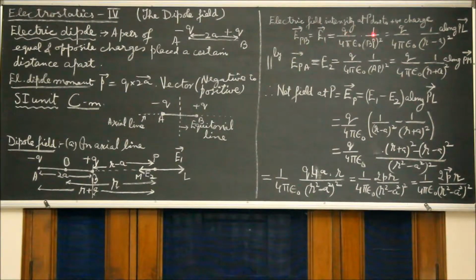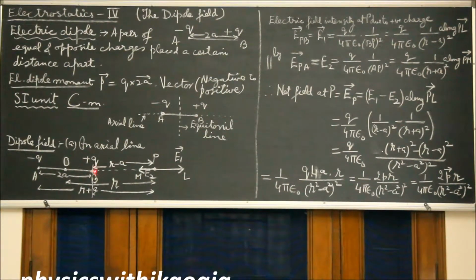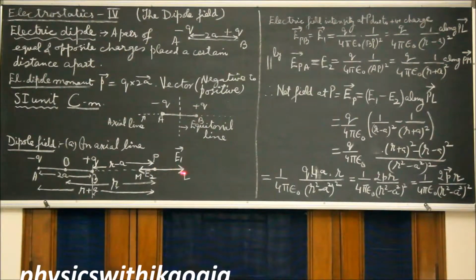The electric field intensity at P due to the positive charge, that is the charge at B, is E1 equal to q over 4 pi epsilon naught times 1 over BP square, that is q over 4 pi epsilon naught times 1 over (r minus a) whole square along PL, because the field is always directed away from the positive charge, towards the right.